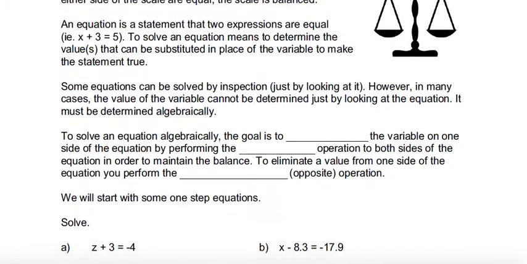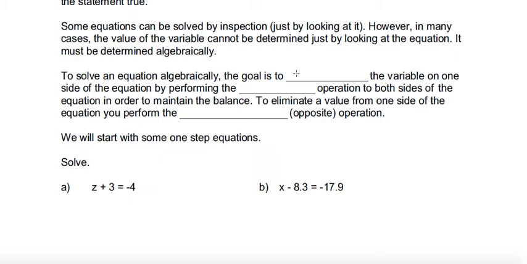To solve an equation algebraically, the goal is to isolate the variable on one side of the equation by performing the same operation to both sides of the equation in order to maintain the balance. To eliminate a value from one side of the equation, you perform the inverse or the opposite operation.